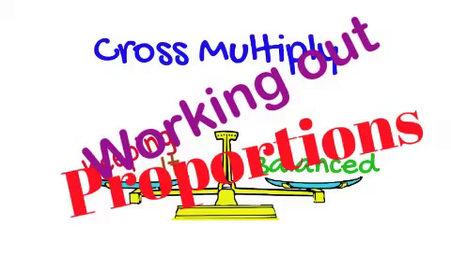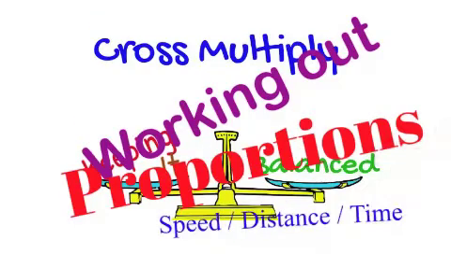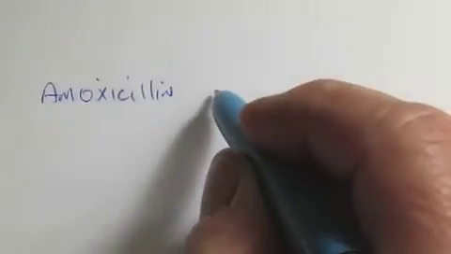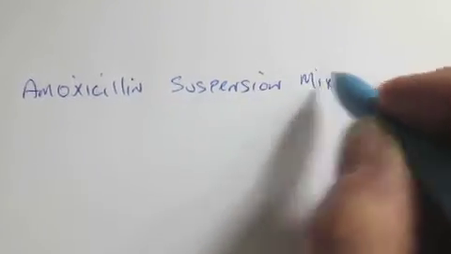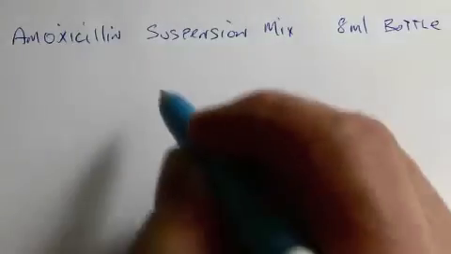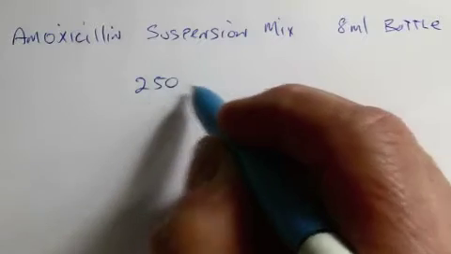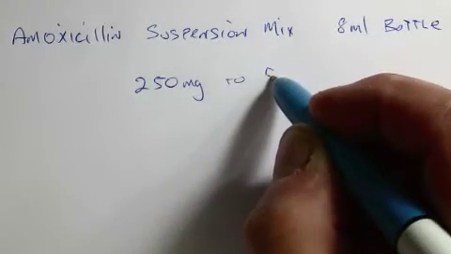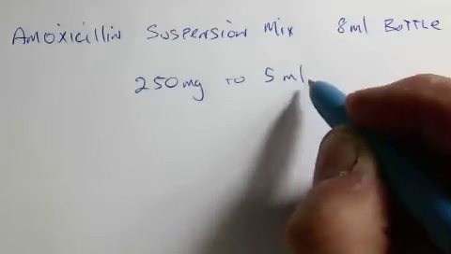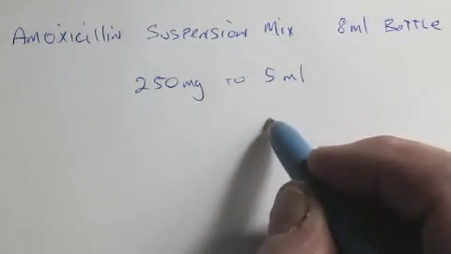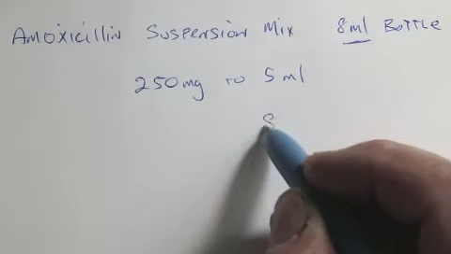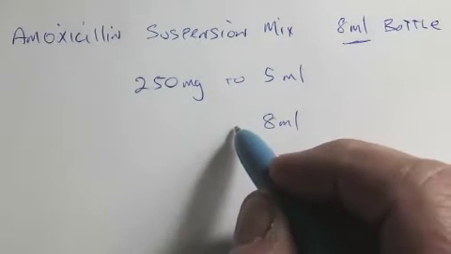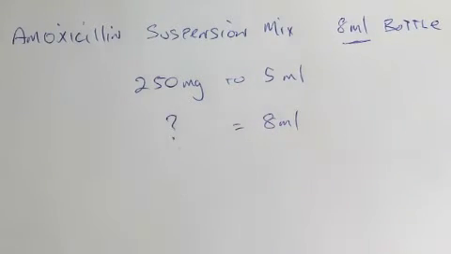Just by way of demonstrating how clear and simple this method makes working out proportions, we'll use an amoxicillin suspension mix that's going into an 8 ml bottle. The proportion of the mix is 250 milligrams of amoxicillin to 5 ml of water. But we want to mix up a quantity using 8 ml of water, so what we have to work out is how much amoxicillin powder goes with 8 ml of water.